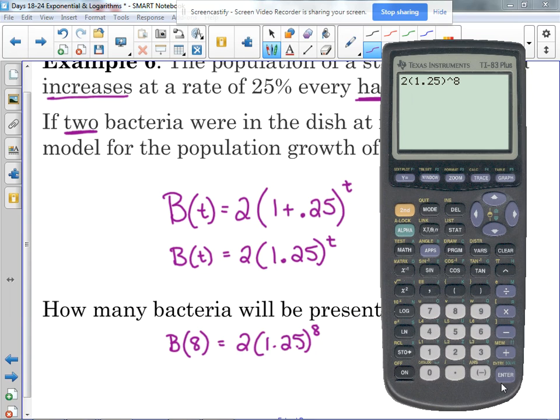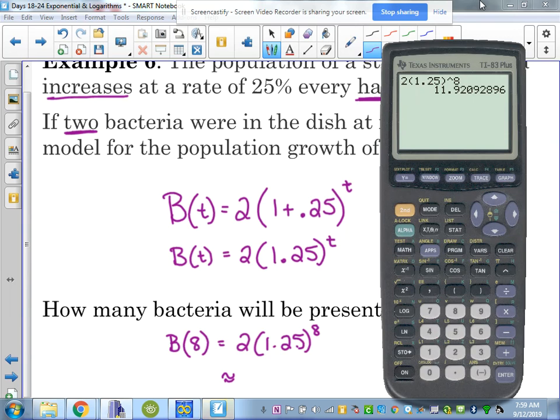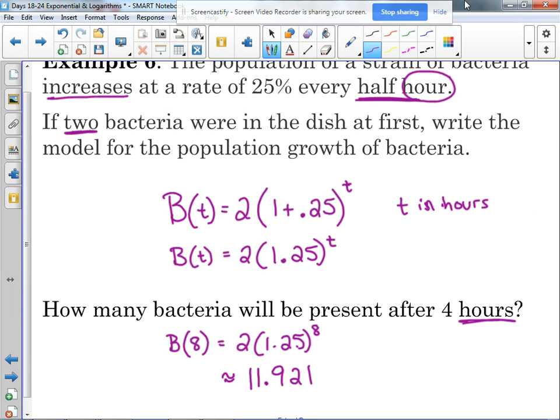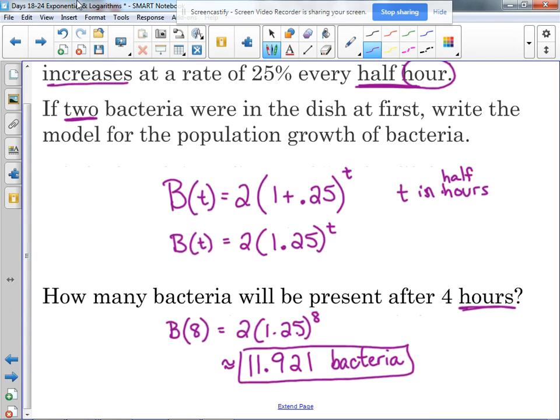evaluating. But I wanted to use this as an example to illustrate that sometimes they will throw those little details in there with the units. So technically we should have said that t is in half hours up there when we were defining the function. T is in half hours, not hours. Okay, so just make sure your units always agree when you're using these models.